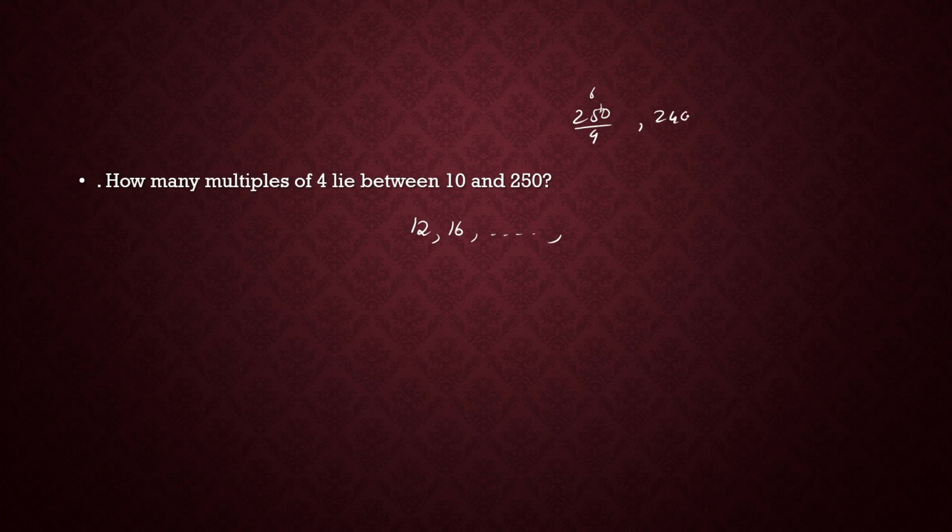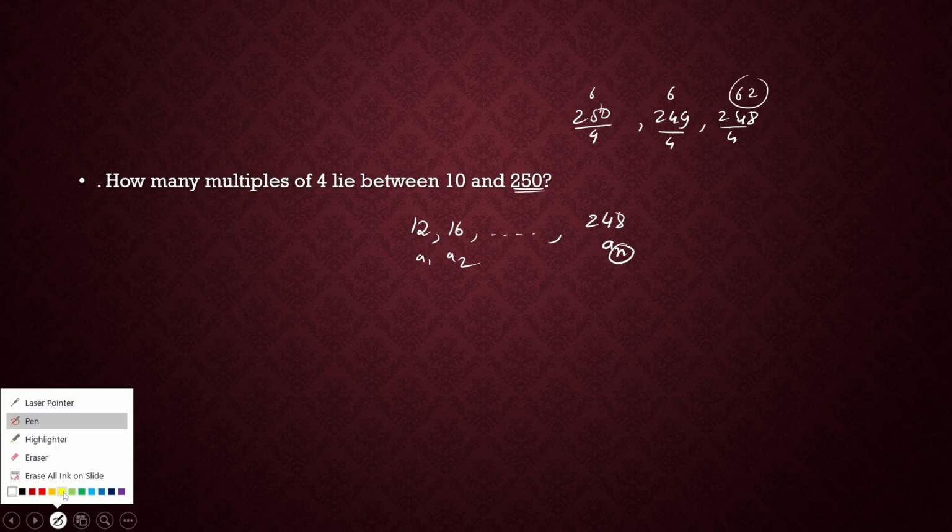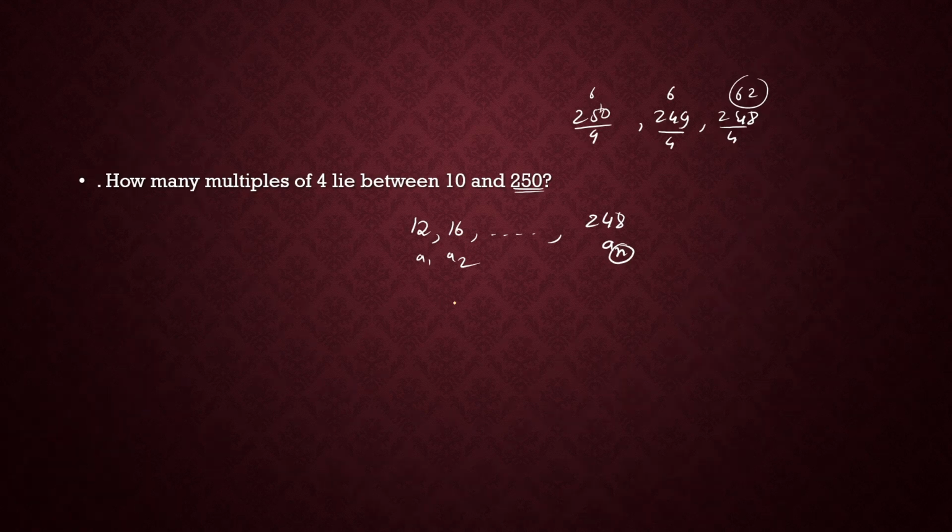So I'll go for 249 by 4. No, it's not divisible. 248 by 4 is equal to 62. That means 248 is the last number before 250 that's divisible by 4. So how many? Again the same question. If I consider this as a1, a2 and it goes on up to an, I have to find the value of this n. Then I'll get the number of multiples of 4 which lie in between 10 and 250. So an is equal to, write the formula, a plus n minus 1 into d.